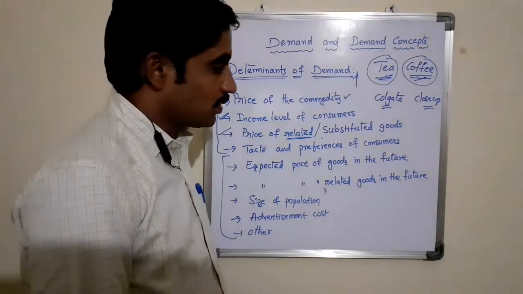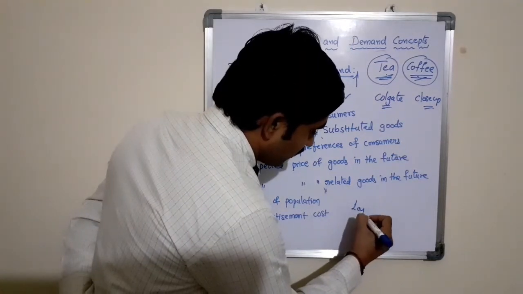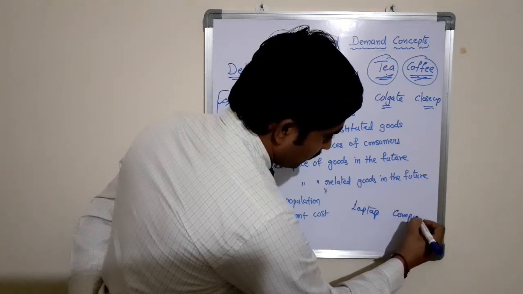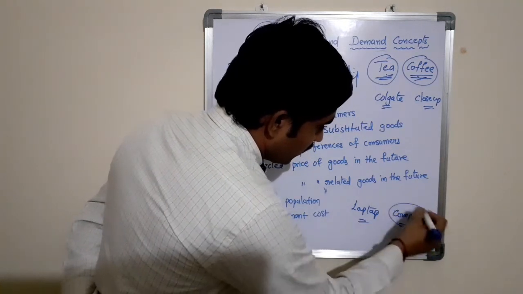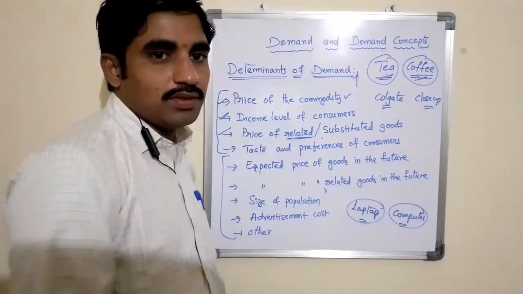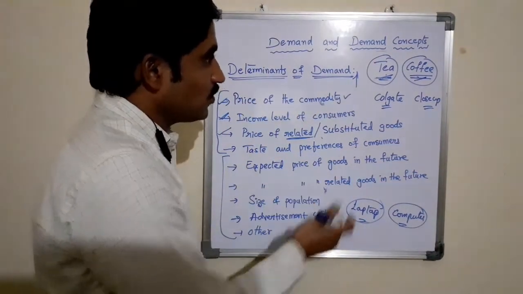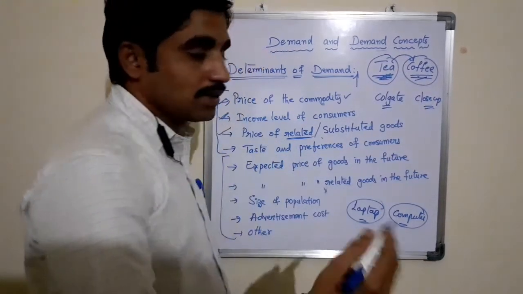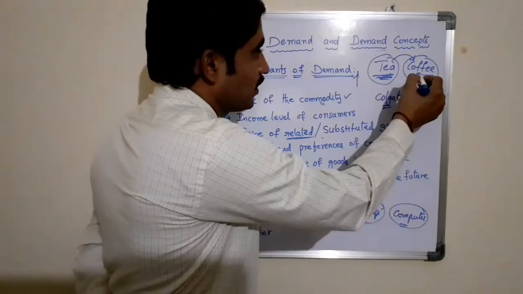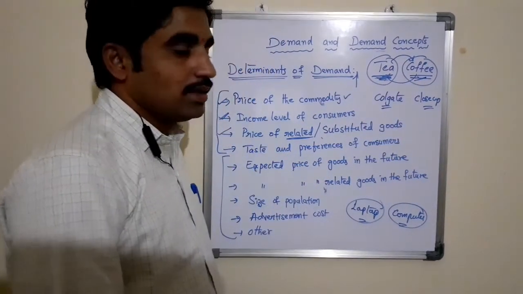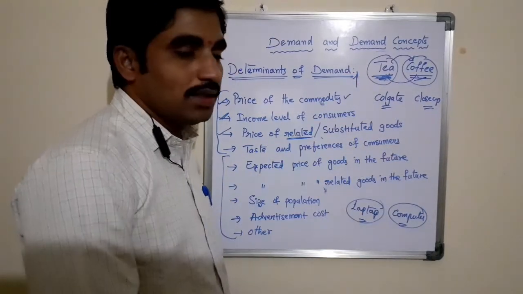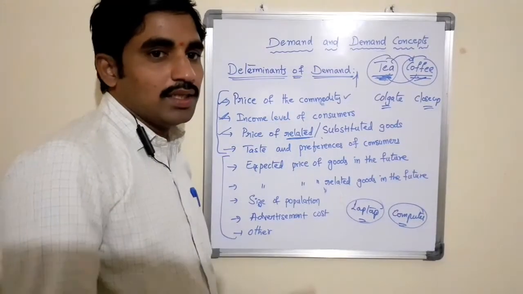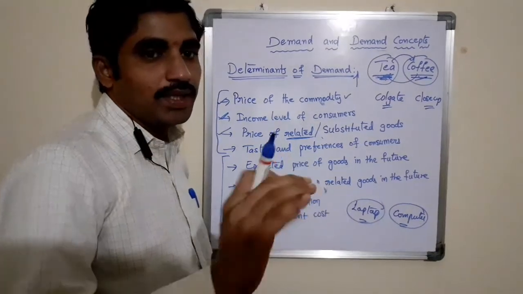Take one more example. Laptop, computer, meaning monitor and laptop. These two are substitute goods. Here the price of tea will influence the demand of the substitute good coffee. The price of coffee will make changes in the demand of the corresponding tea quantity. In case of substitute goods, there is a positive relationship between the price and quantity.